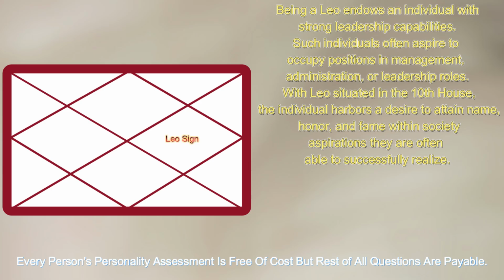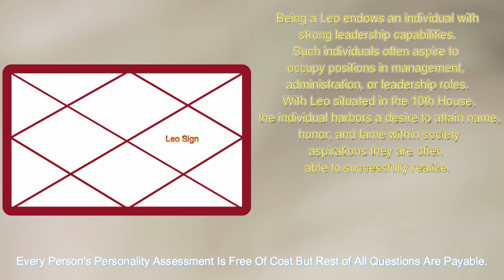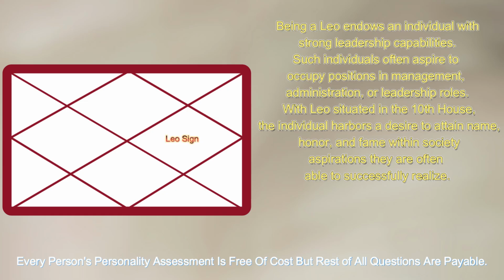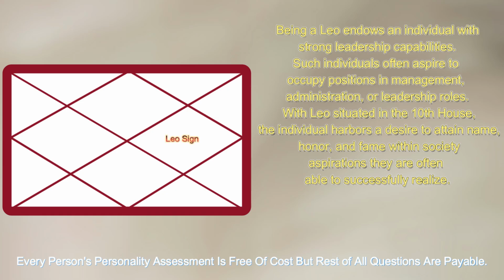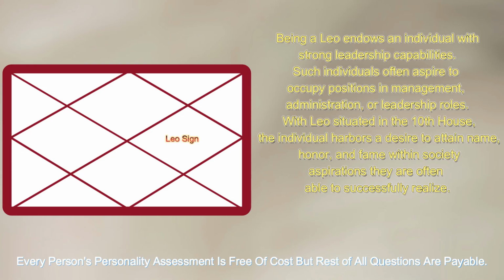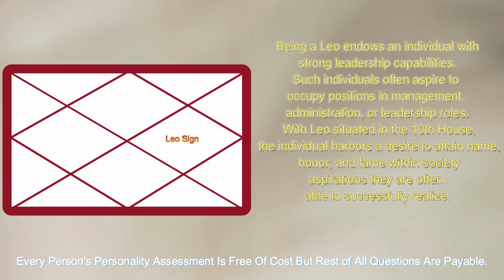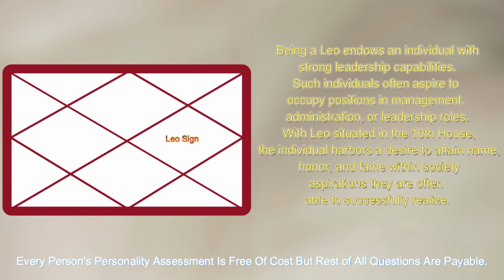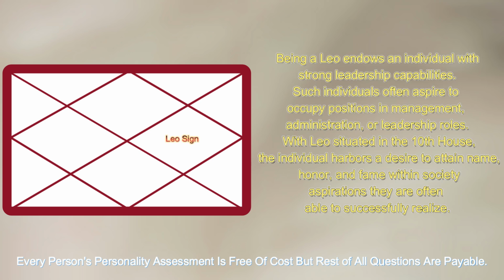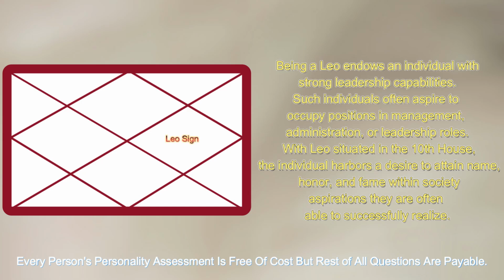Being a Leo endows an individual with strong leadership capabilities. Such individuals often aspire to occupy positions in management, administration, or leadership roles. With Leo situated in the 10th house, the individual harbors a desire to attain name, honor, and fame within society, aspirations they are often able to successfully realize.